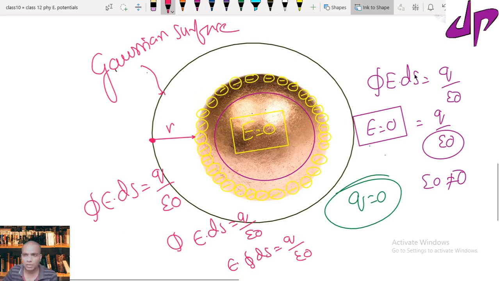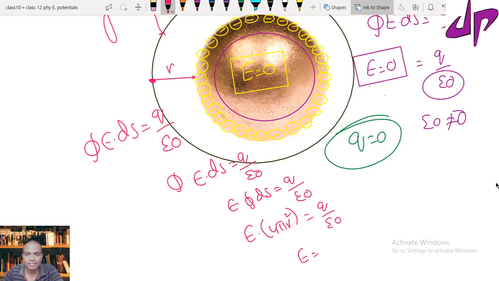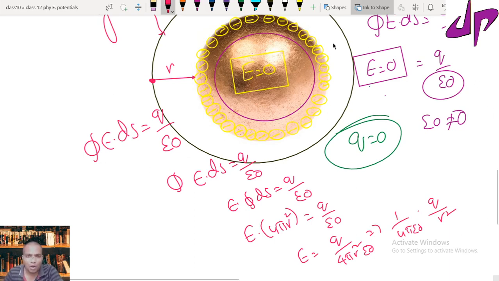So it's in the form of a sphere, so we can find the electric field at the exterior. E times the area, which becomes 4 pi r square, equals 4 pi r square times q by epsilon naught. So the electric field at the exterior is q upon 4 pi r square epsilon naught, which equals 1 over 4 pi epsilon naught times q by r square. So that is the electric field due to this sphere at the outside, which is not inside.